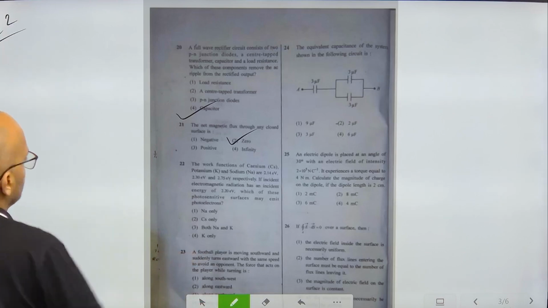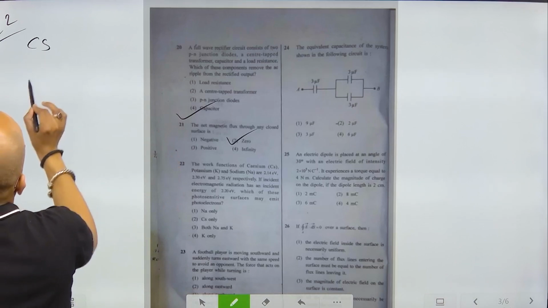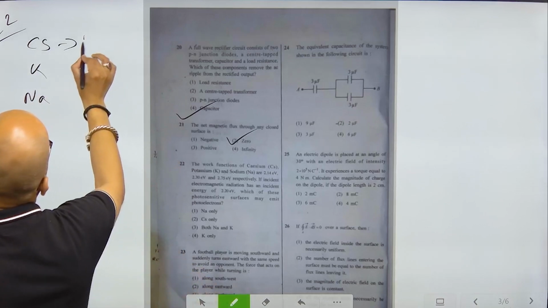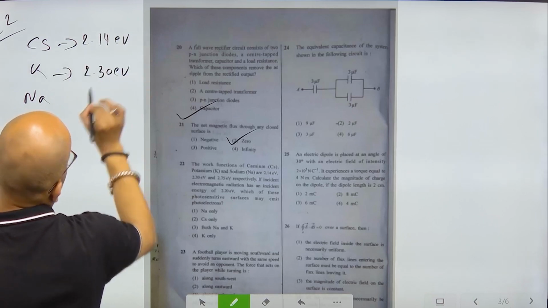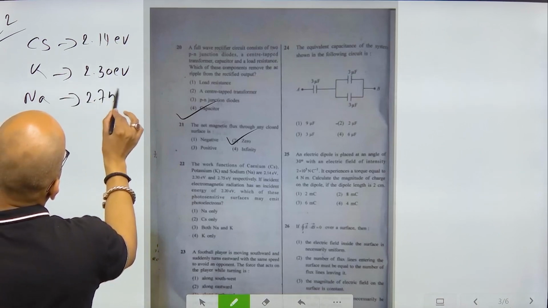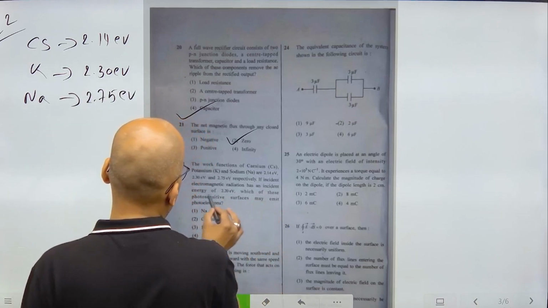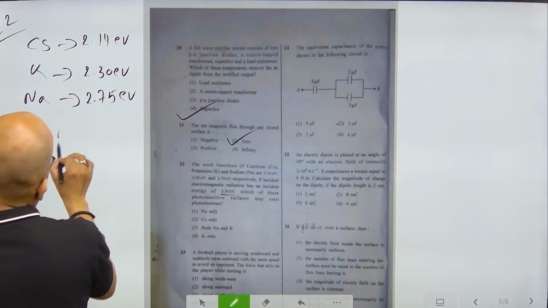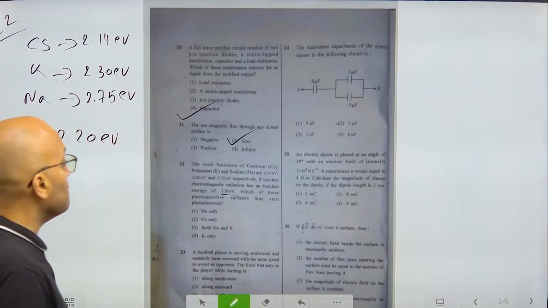Question number 22. It is saying work function of cesium, potassium and sodium. So their work functions are respectively 2.14 electron volt, 2.30 electron volt and 2.75 electron volt. If incident electromagnetic radiation has an energy of 2.20 electron volt, which of these photosensitive surfaces may emit photoelectron?